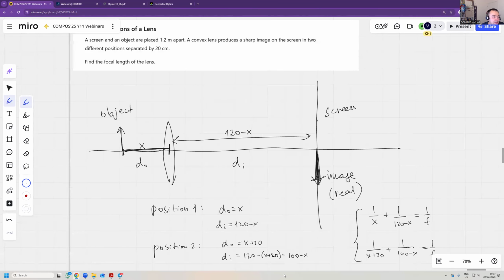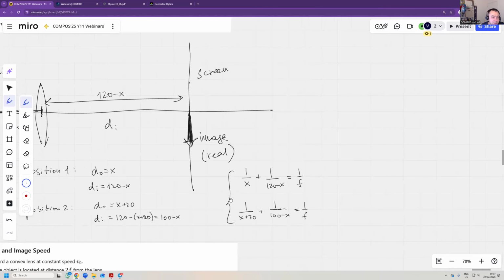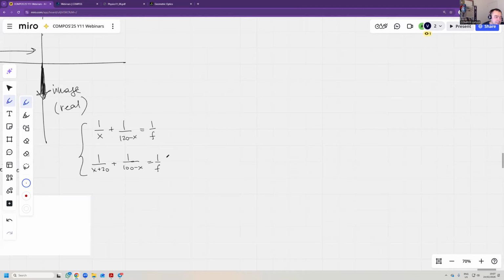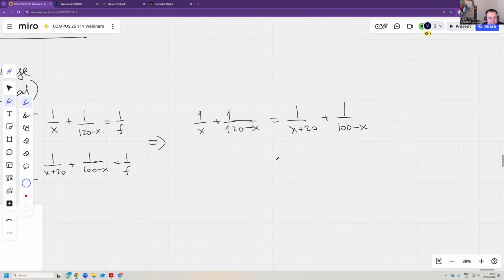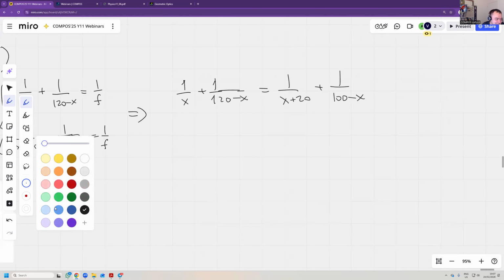We're not really interested in the focal distance. Well, we do need the focal distance, but to find the focal distance, we need to find x first. So let's do that just by equating the top and bottom. So 1 over x plus 1 over 120 minus x, equals 1 over x plus 20 plus 1 over 100 minus x. I think we're going to be in trouble now, because of the crazy maths I'm about to embark upon. Is there an easier way of doing it? I don't think there is. Yeah, it's going to be a quartic equation. So brace yourselves for a quartic equation.